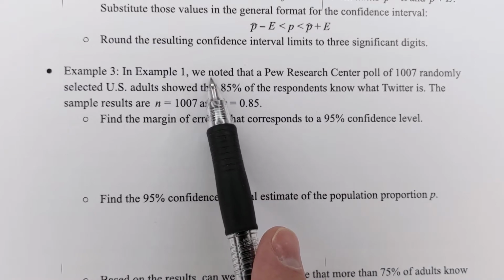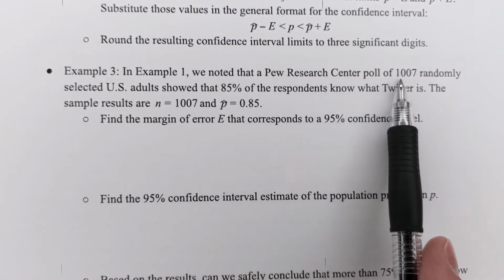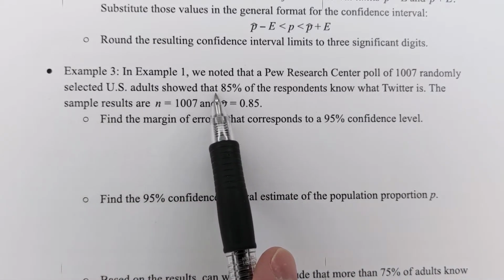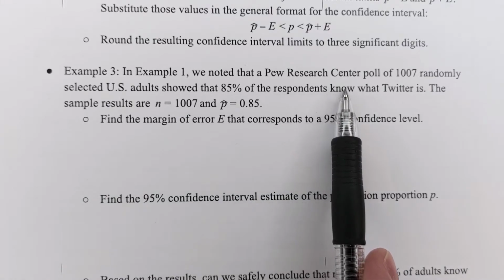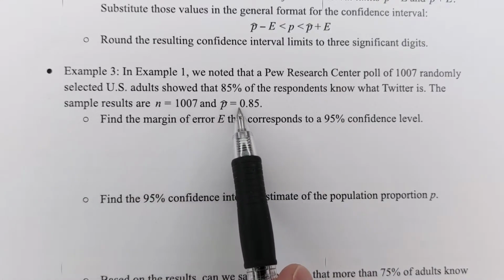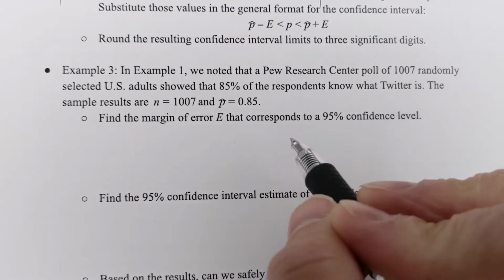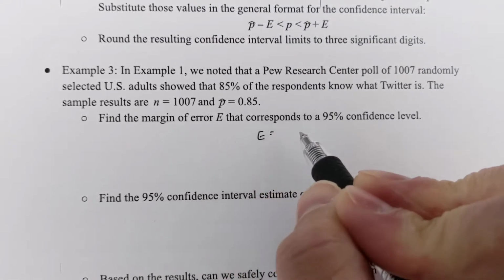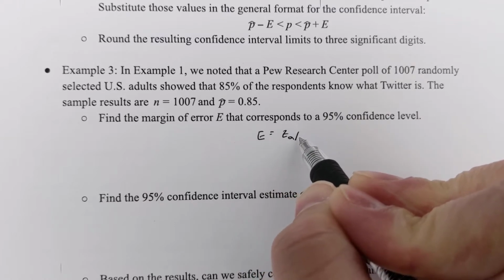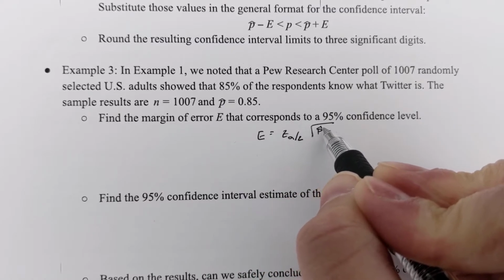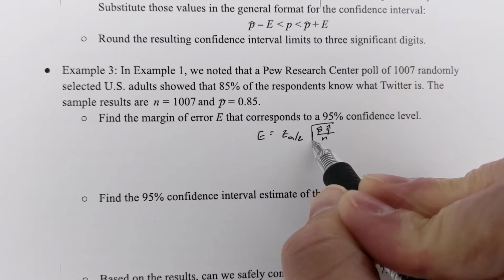In example 1, we know that a Pew Research Center poll of 1,007 randomly selected adults showed that 85% of the respondents knew what Twitter was. Those are the sample results, so there's your n, there's your p. Find the margin of error. So to find the margin of error, we need this formula: E equals z alpha over 2 times the square root of p hat q hat over n.